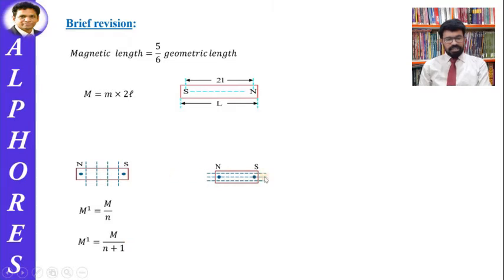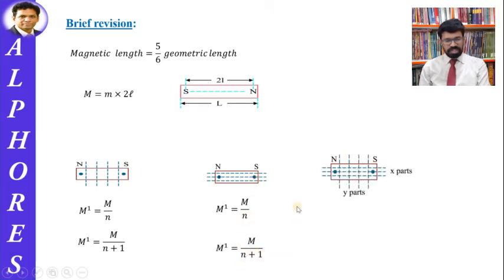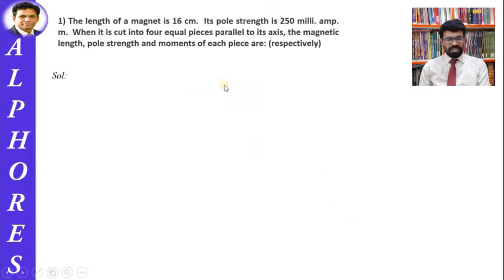If the magnet is cut parallel to its length, then again the magnetic dipole moment of each piece is equal to m by n, when it is cut into n equal parts. If it is cut n times, we will have n plus 1 pieces. These are the points that we have discussed. We also talked about cutting a bar magnet into x equal parts parallel to its length and y equal parts perpendicular to its length. In that case, we derived the magnetic dipole moment of an individual piece to be m by xy.